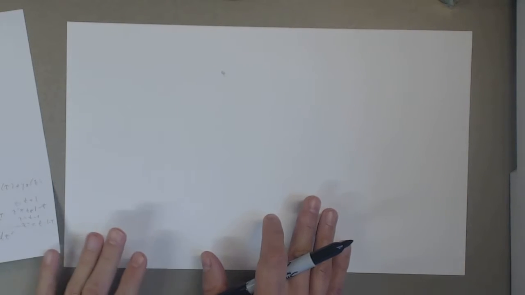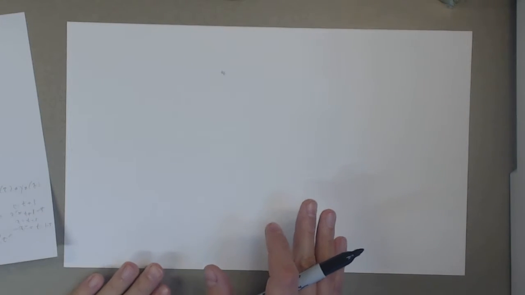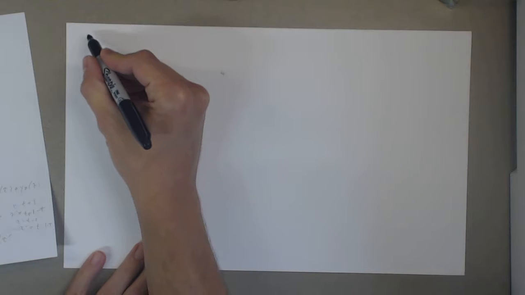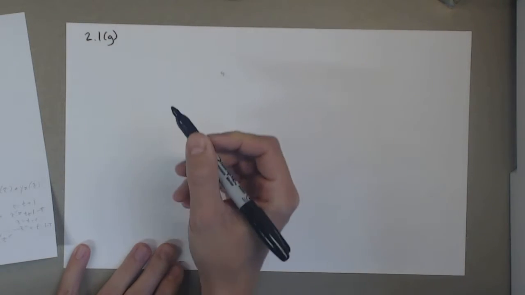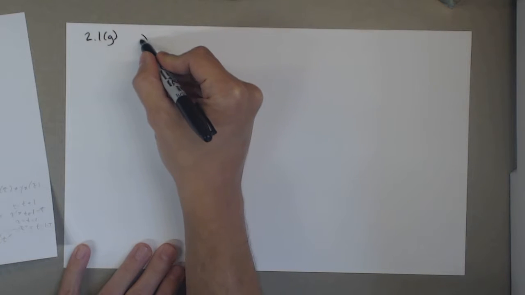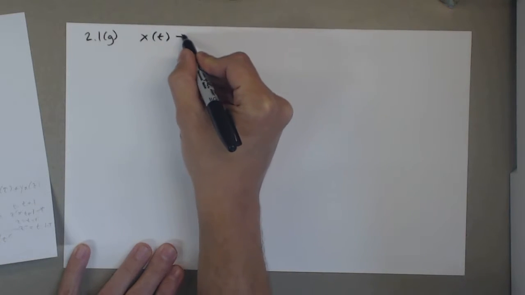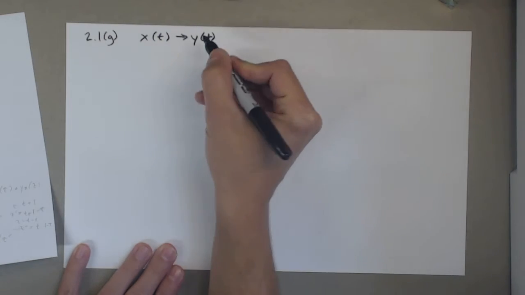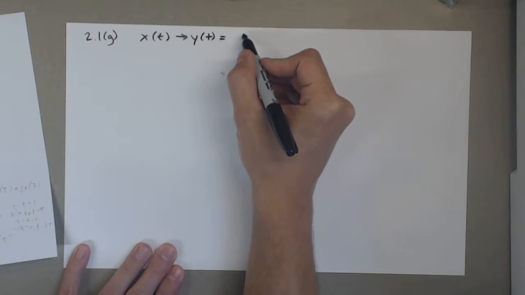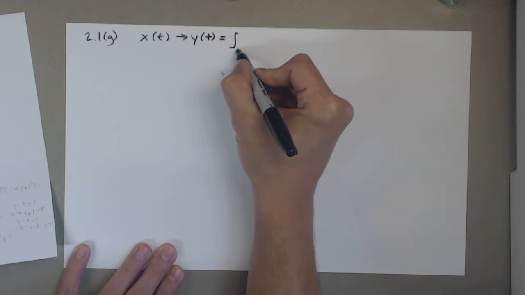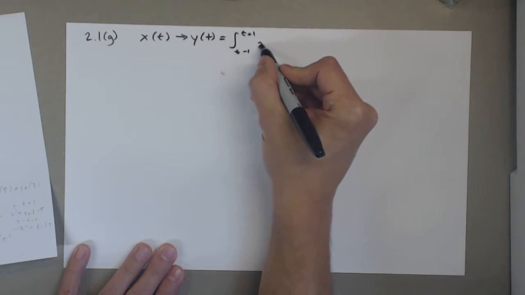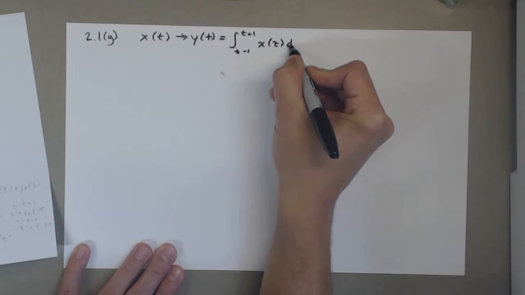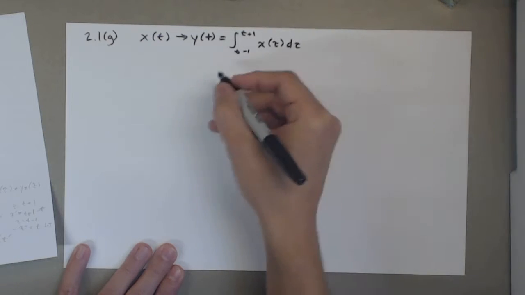Okay, so there were some questions in class about showing if a system is linear and time invariant. So I'm going to look at this, 2.1G from the textbook. In this particular case we have a system, and with input x of t, the output is an integral of that signal over 2 seconds.